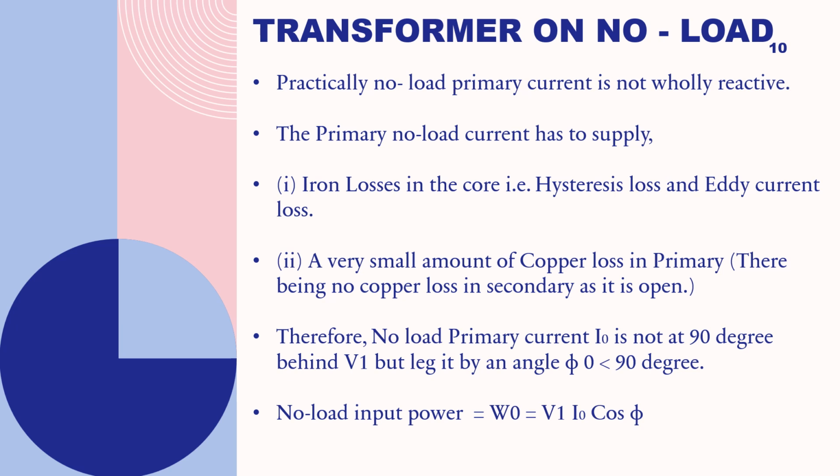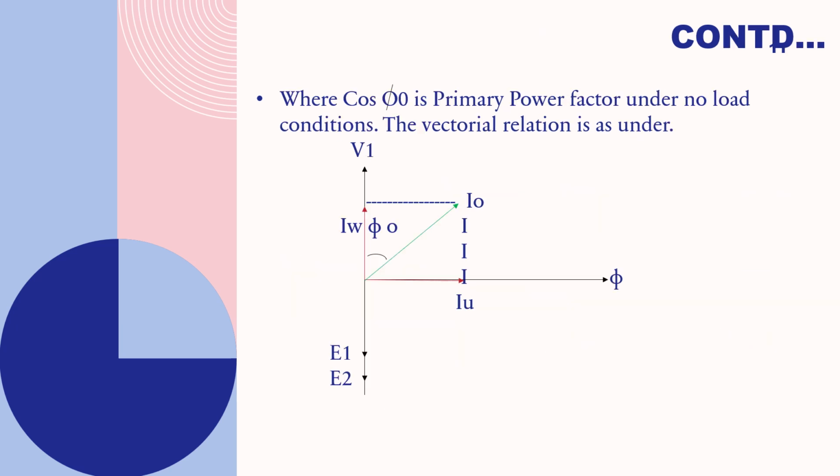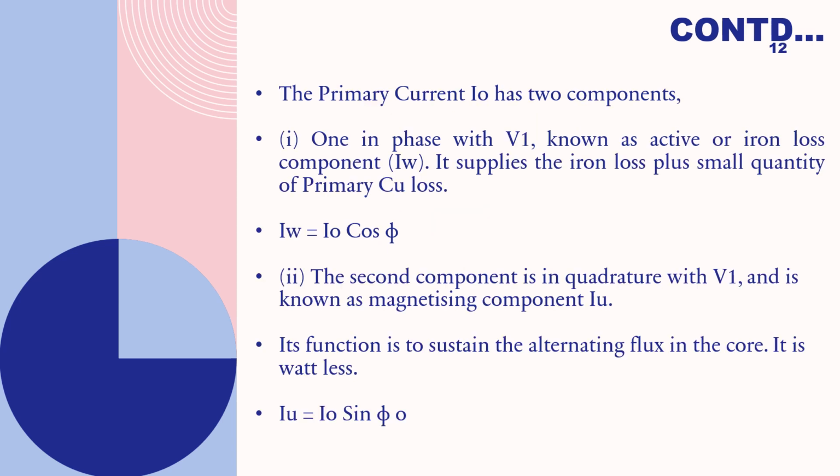No load input power W0 is equal to V1 I0 cos phi 0. Cos phi 0 is the primary power factor. Under no load conditions, the vectorial relation is as under. The primary current I0 has two components. One is in phase with V1, known as the active or iron loss component IW. It supplies the iron loss plus a small quantity of primary copper loss. Therefore, IW is equal to I0 cos phi 0.